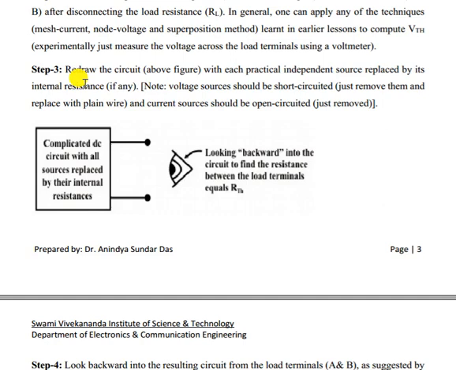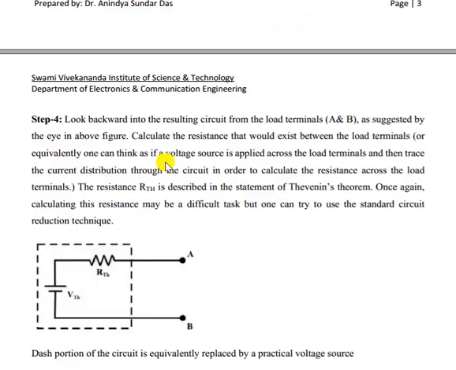The third step is to redraw the circuit with each practical independent source replaced by its internal resistance, if any. Then we look backward into the circuit to find the equivalent resistance between the load terminals. That is called RTH.